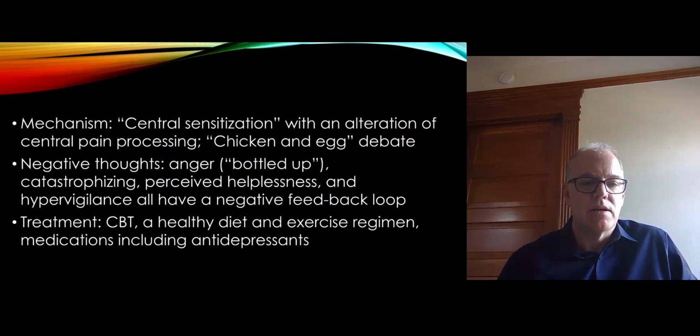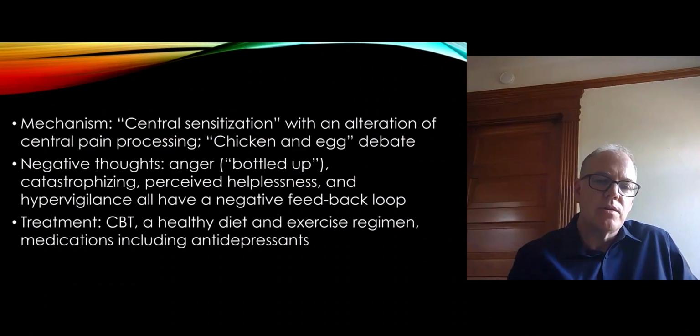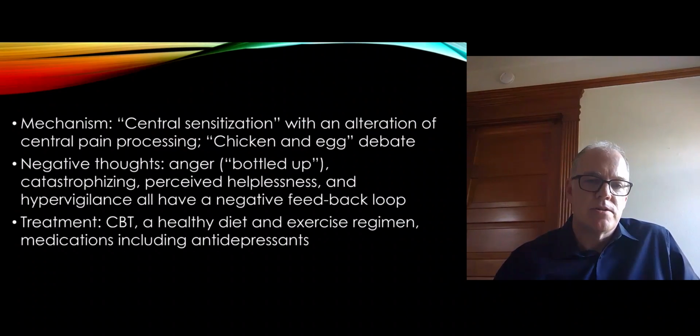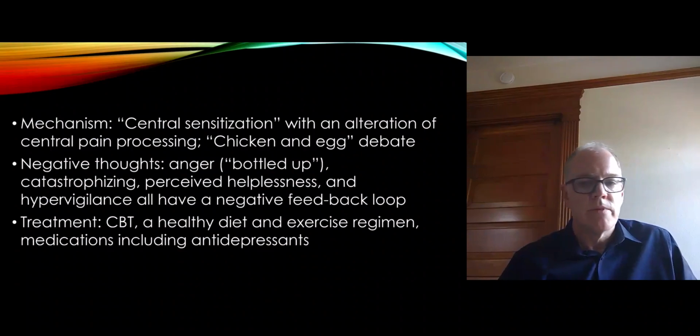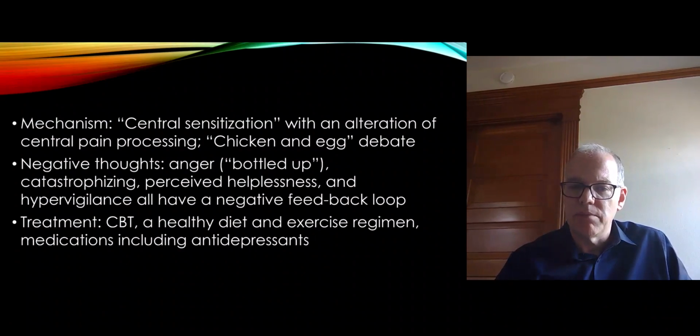So there's a lot of debate about that. It is known that negative thoughts provide, again, this kind of a bad feedback loop and tend to aggravate pain. So anger, which in these patients is often bottled up, is felt to have a sort of a negative consequence of this. Catastrophizing, which is really an exaggerated view of one's problems and a kind of a monofocus on that, is also problematic. These patients often have a sense of perceived helplessness.